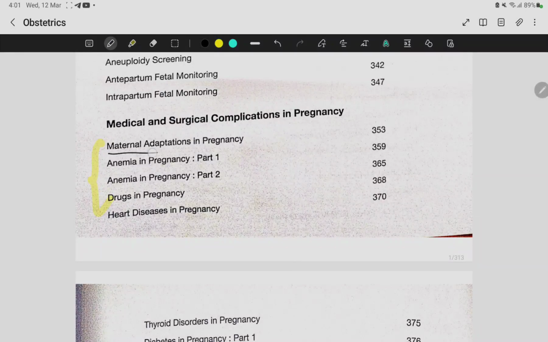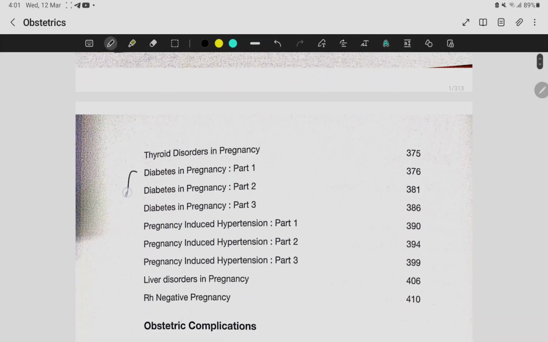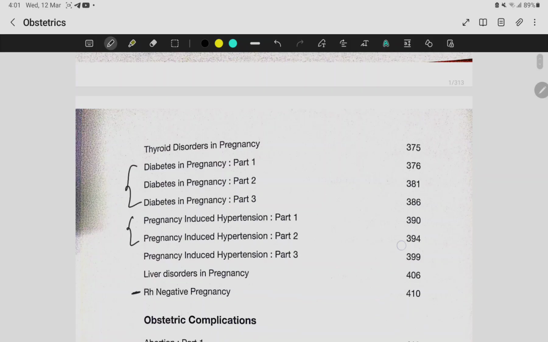That is maternal adaptation of pregnancy, then anemia in pregnancy, drugs in pregnancy, heart diseases, plus we try to cover diabetes, hypertension, and Rh negative pregnancy.